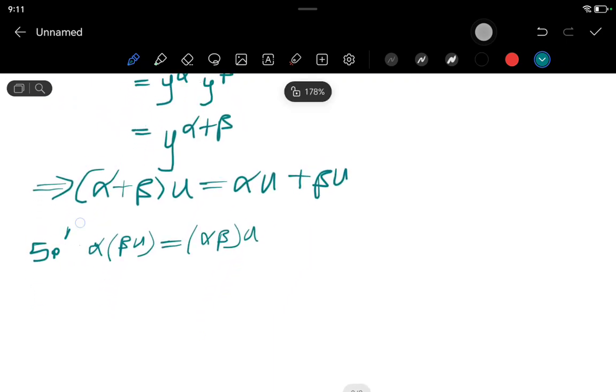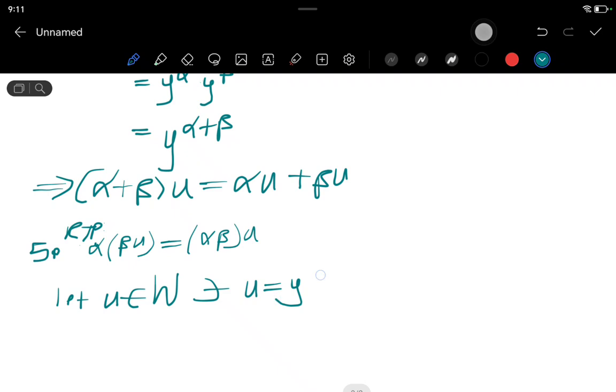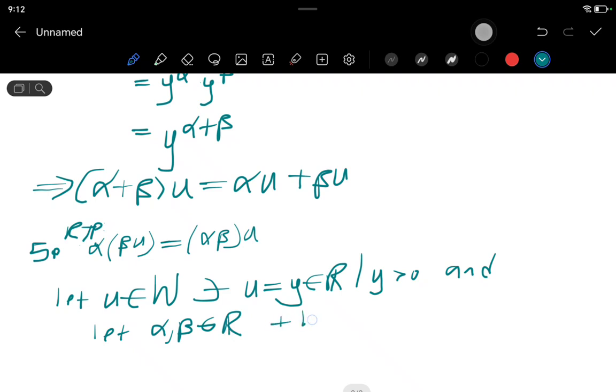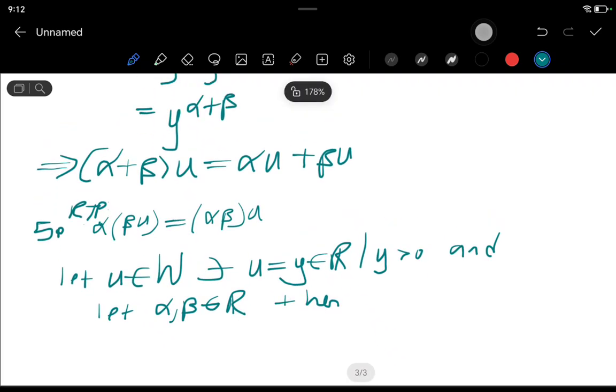So I'm required to prove this. I need one vector. I'm going to let u be an element of W such that u is equal to y, which is an element of R, such that y is greater than 0. And I pick two scalars again. Let alpha, beta be an element of R. Then I take the left hand side. The left hand side is saying alpha, beta, u, which will be alpha, beta, y.